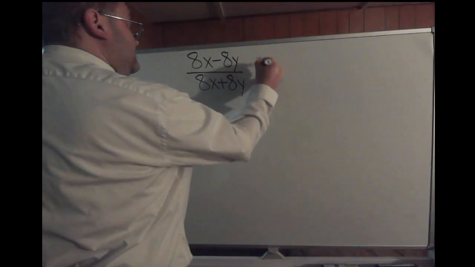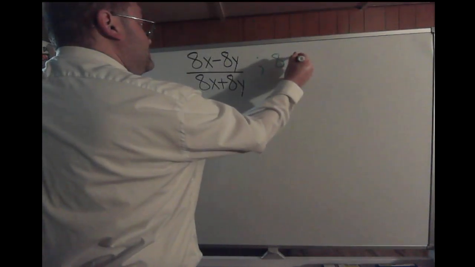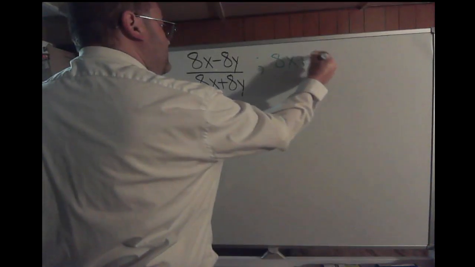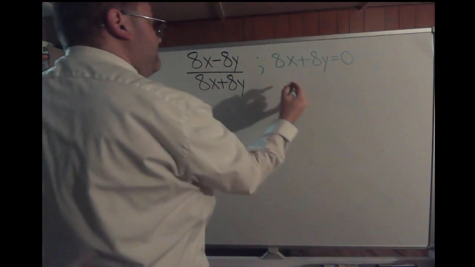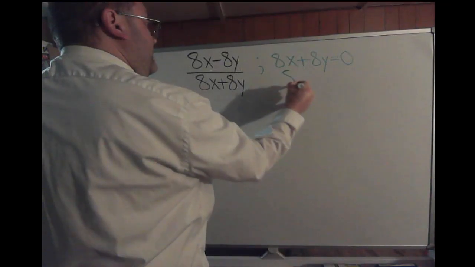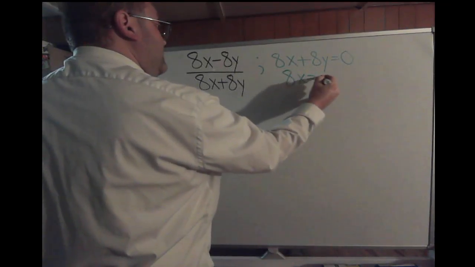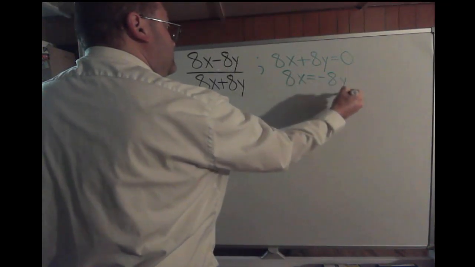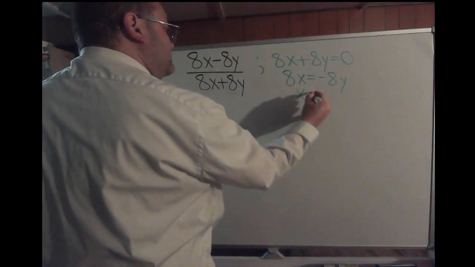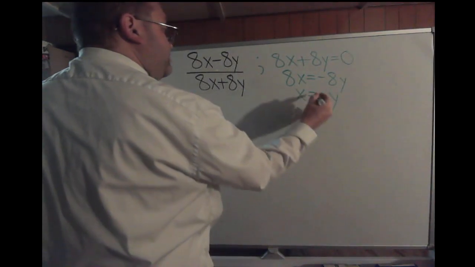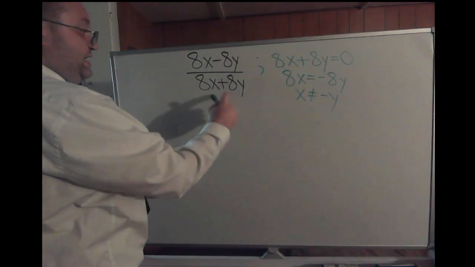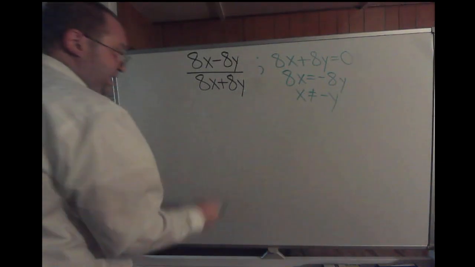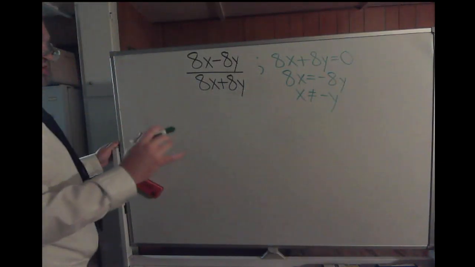Well, take your 8x plus 8y, set that equal to 0, so then 8x equals -8y, divide both by 8, you would have x equal to -y. And actually x cannot equal -y, because if x equaled -y, you would get a denominator of 0, making your expression undefined.